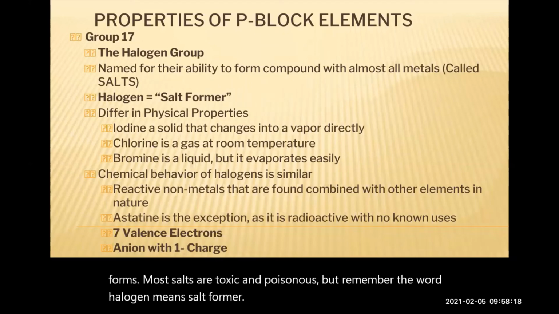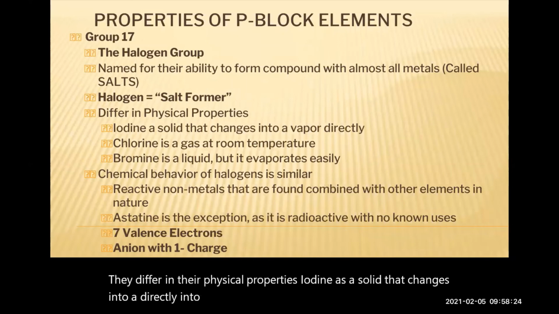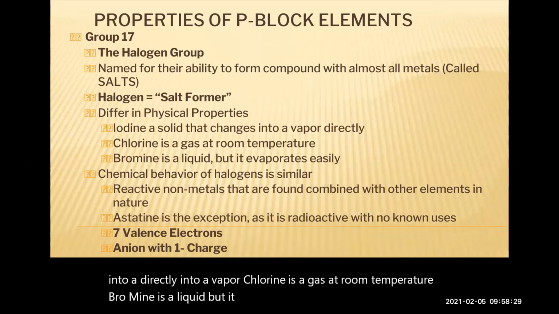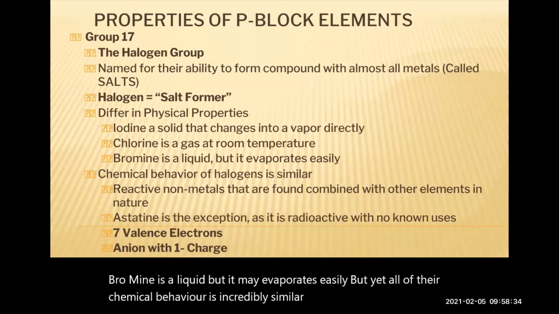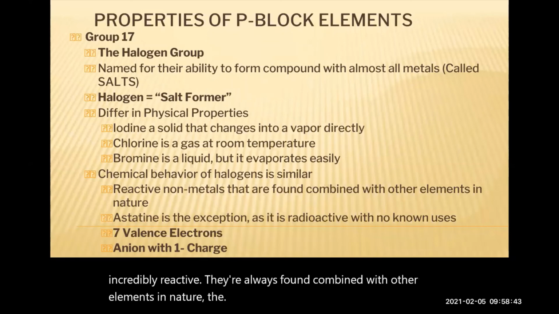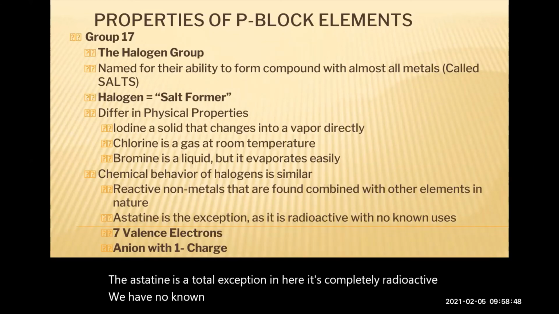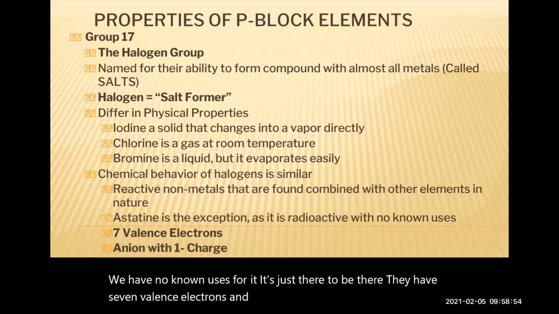They differ in their physical properties. Iodine is a solid that changes directly into a vapor. Chlorine is a gas at room temperature. Bromine is a liquid, but it evaporates easily, but yet all of their chemical behavior is incredibly similar. They're incredibly reactive. They are always found combined with other elements in nature. Astatine is a total exception in here. It's completely radioactive. We have no known uses for it. It's just there to be there. They have 7 valence electrons and they form an anion with a 1 negative charge.